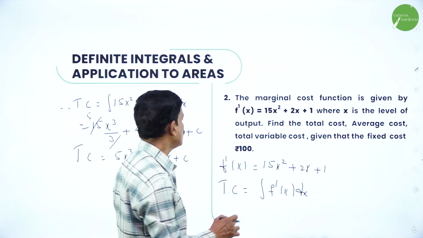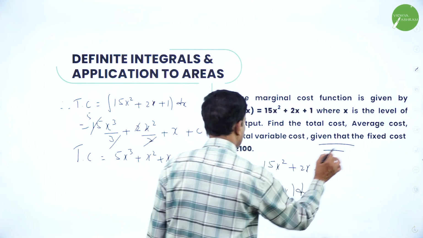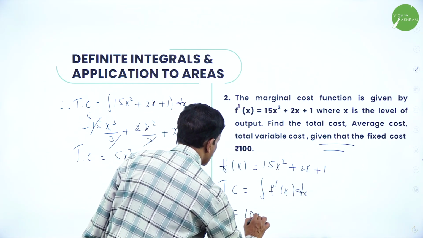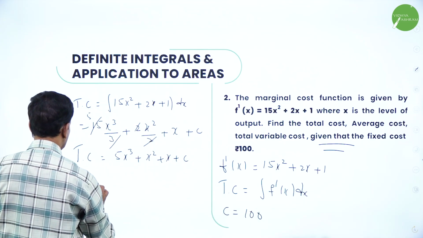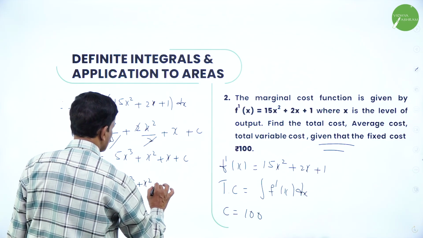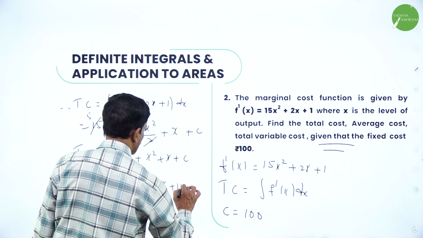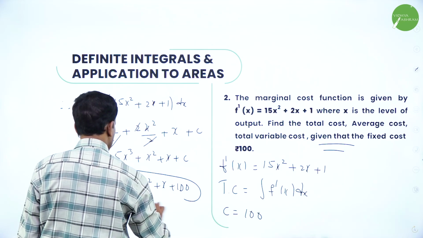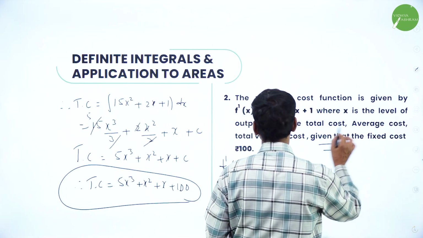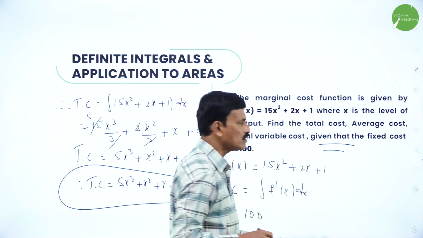But what is c given? Given that the fixed cost c is equal to rupees 100. Substitute here. So the total cost is equal to 5x cube plus x square plus x plus 100. So this is the total cost. What is to be found? Find the total cost, then the average cost and the total variable cost.